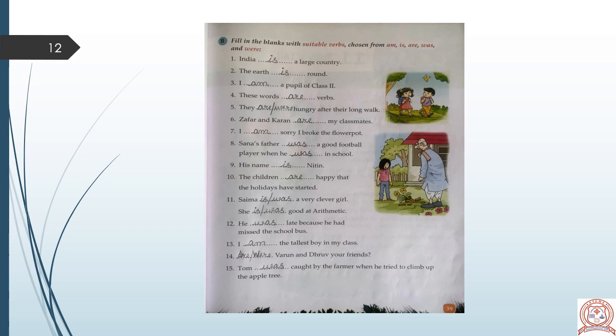Saima is or was a very clever girl. She is or was good at arithmetic. He was late because he had missed the school bus. I am the tallest boy in my class. Are or were Varun and Dhruv your friends? Tom was caught by the farmer when he tried to climb up the apple tree.